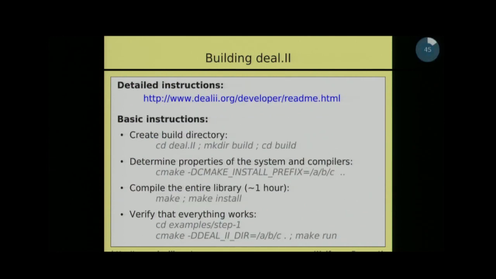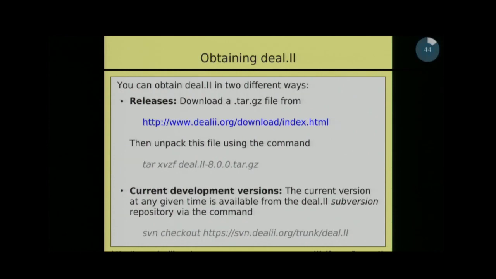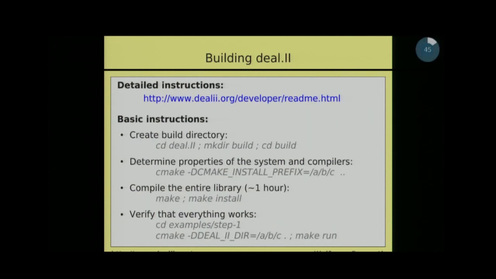So once you have this file, essentially what you need to do is you need to unpack it like I showed you with the tar command, tar xvzf. And then you need to think about how this build process works. So essentially, you will end up with 3 different directories. One is the source directory that's called deal.II after you unpack it.